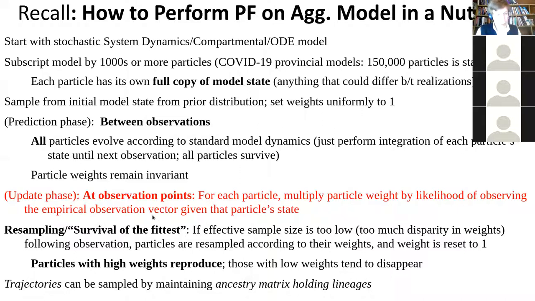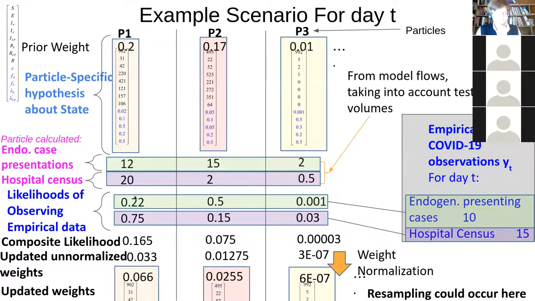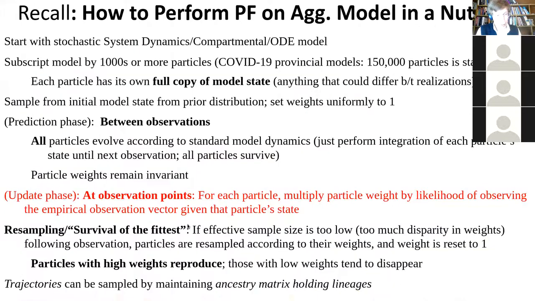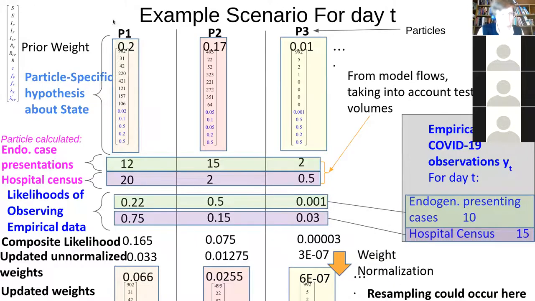So at each observation, we update a particle's weight by the likelihood. Let's go talk about this. Here we have a particle, particle one, particle two, particle three. And in general, there'll be hundreds of thousands of these for our big COVID-19 models. Fewer for other models, might have thousands for other models, fine. Each particle will have a weight before the observation occurs. It will have some pre-existing weight.